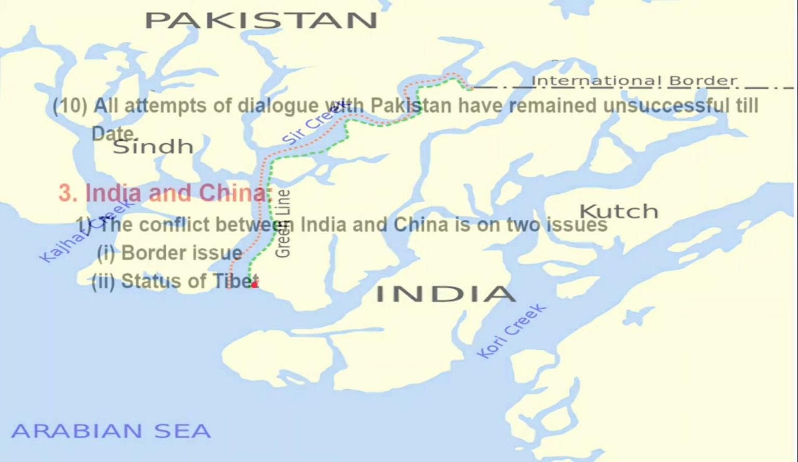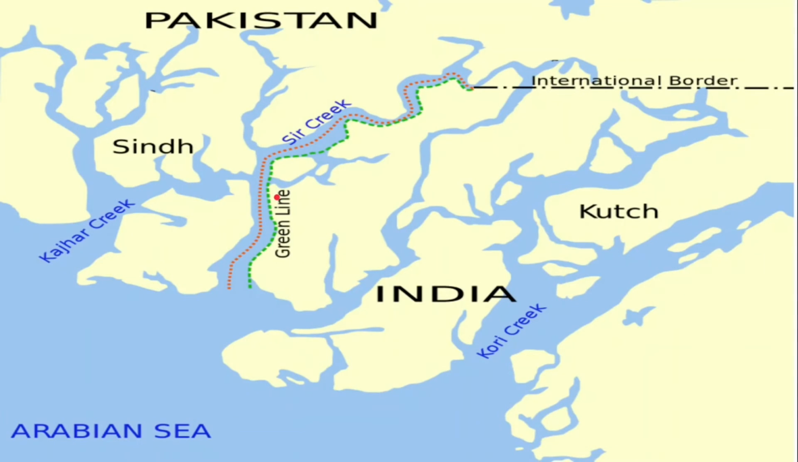Here we can see the green line. The green line is the boundary as claimed by Pakistan. The red line, here we can see, the red line is the boundary as claimed by India. The black line is the undisputed section.